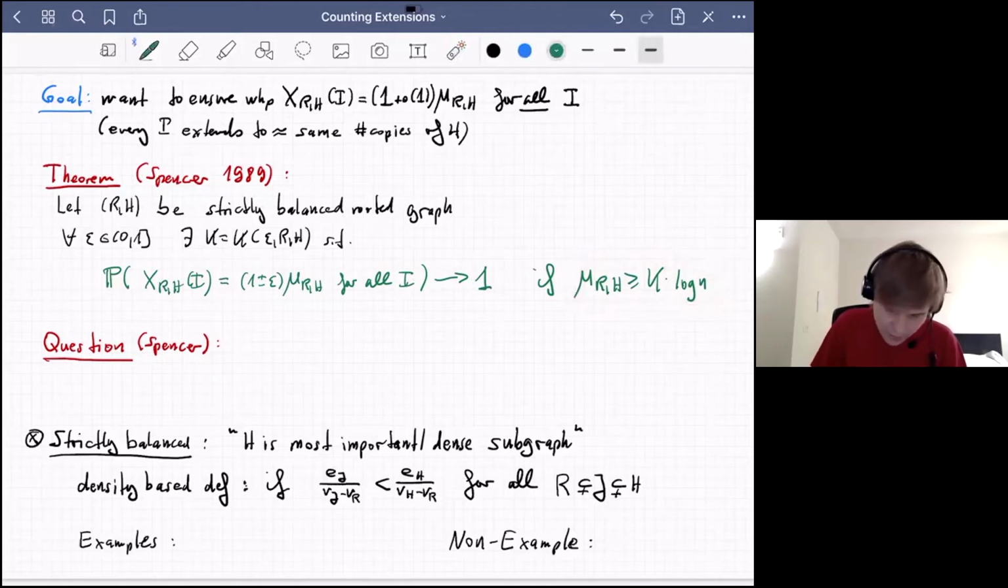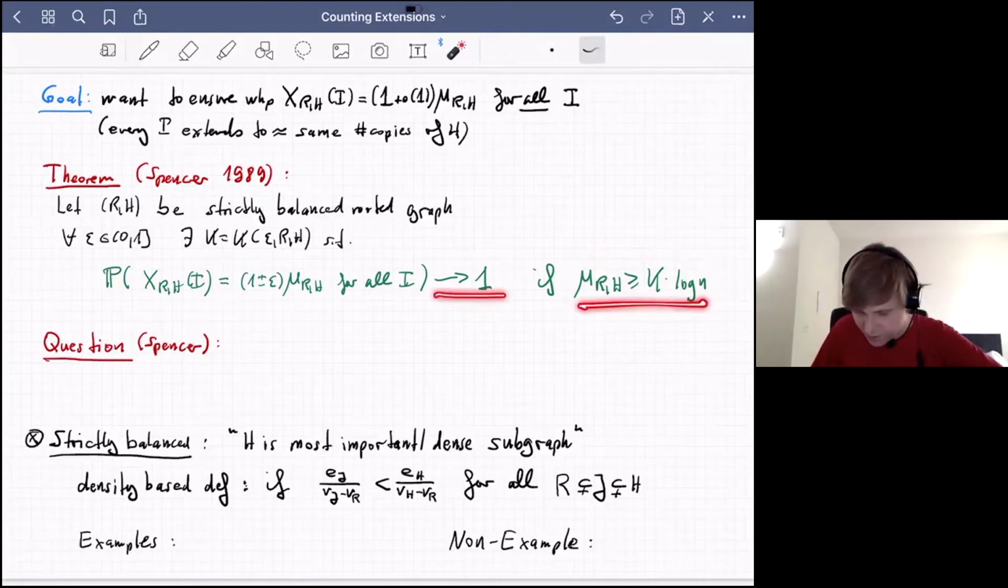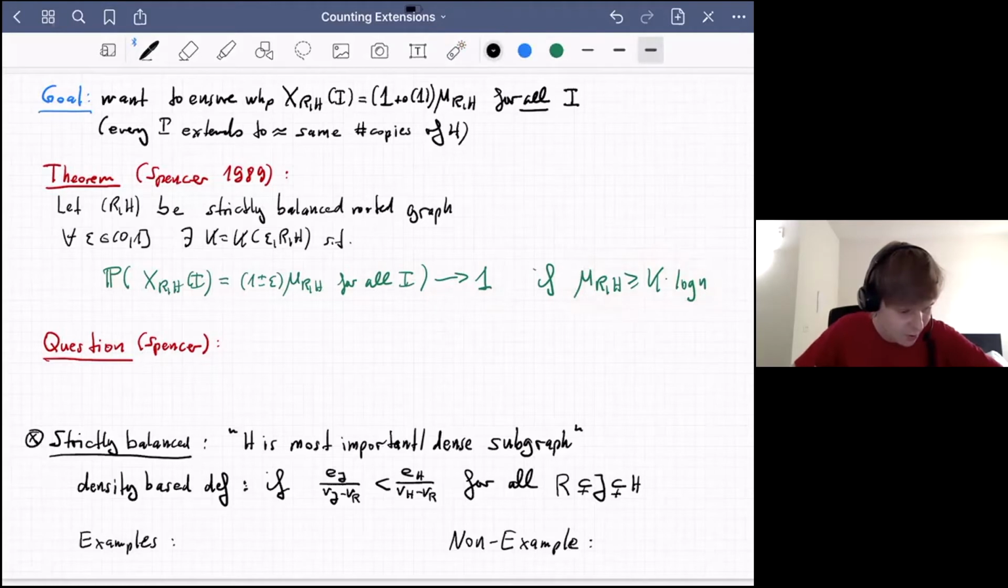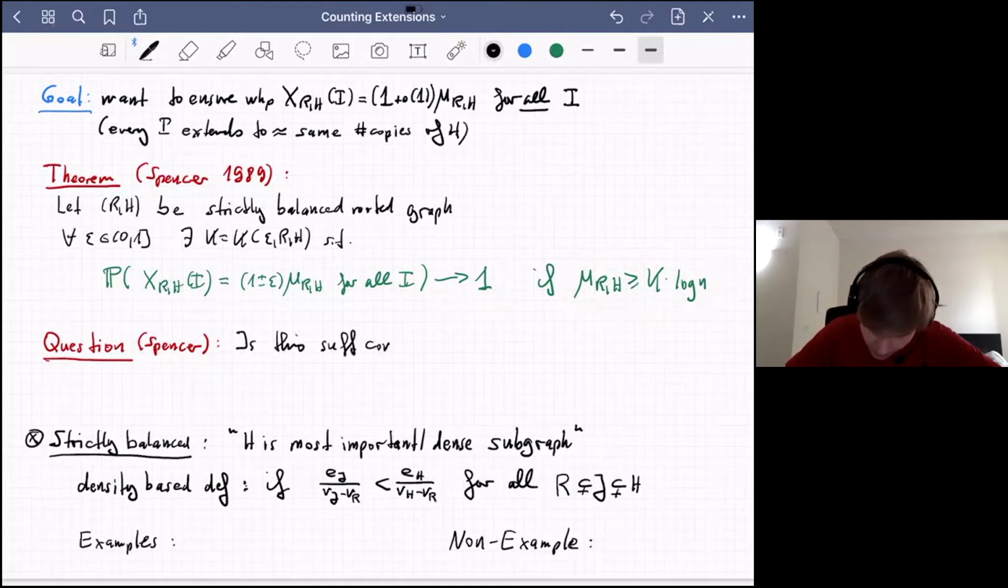And so the question that Joel Spencer raised is, in some sense, whether this sufficient condition that he got is best possible. Because this just tells us that if this is true, then we get this statement. Is this sufficient condition best possible?